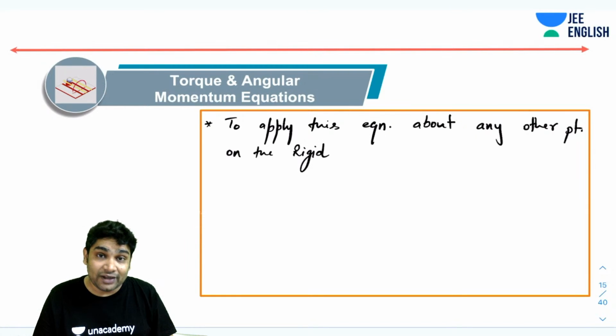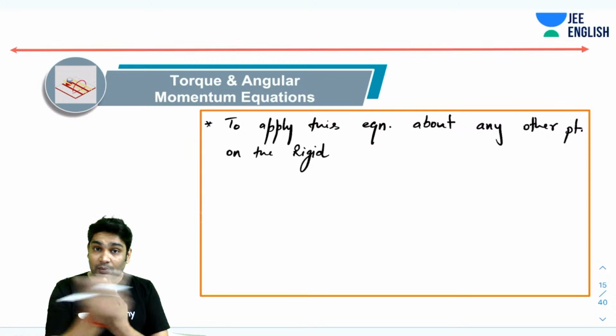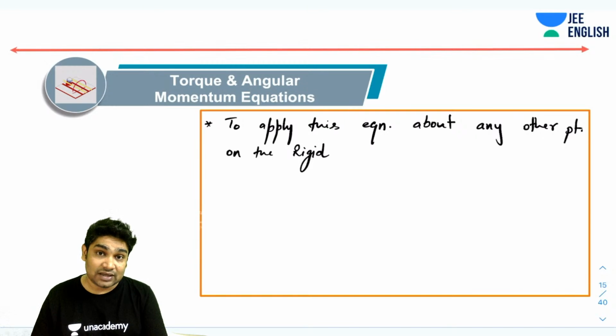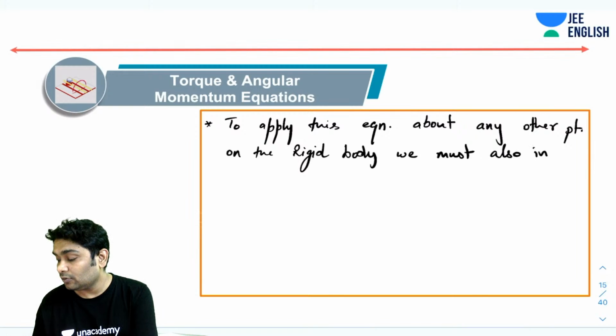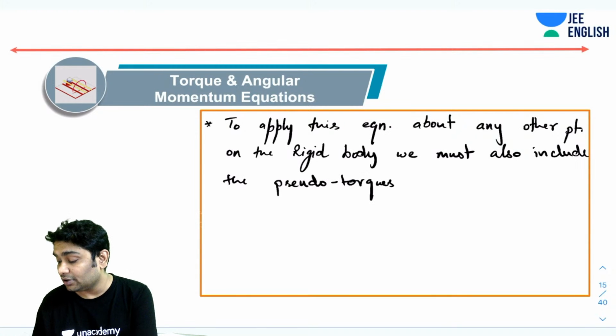That is a property of the rigid body, that you can go into the reference frame of any point of the rigid body, and all the other points would be performing pure rotation about that point in the reference frame of that point. So you could have applied this equation tau equals I alpha in the reference frame of any other point also lying on the rigid body. However, to apply this equation about any other point on the rigid body, we must also include the pseudo torques if that point is non-inertial.